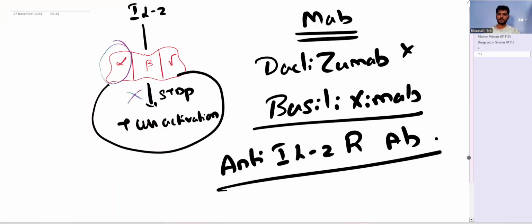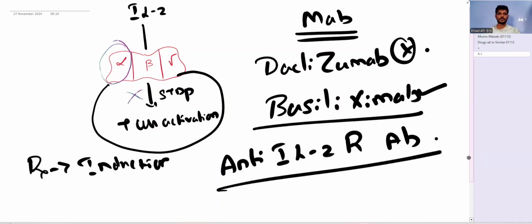Now, daclizumab is not used, only basiliximab is used of this class, which will bind to the alpha receptor, and it inhibits the T cell activation. So that is why they can be used as an induction agent, and they can be used as a rescue agent.